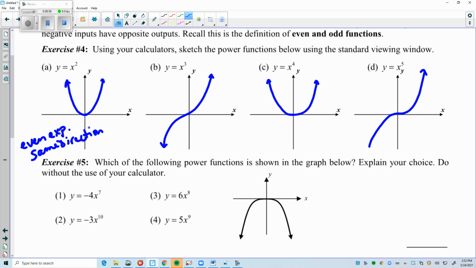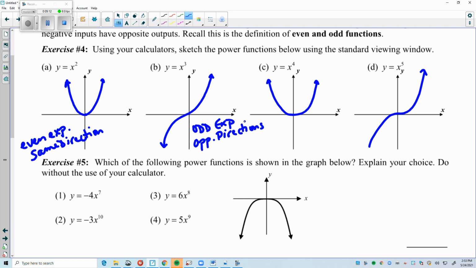Where if we have an odd exponent, or an odd degree, then I know they're going to be in opposite directions as far as their end behavior goes. So I know right now an x to the 6th graph should look just like an x squared or an x to the 4th, both pointing in the same direction.